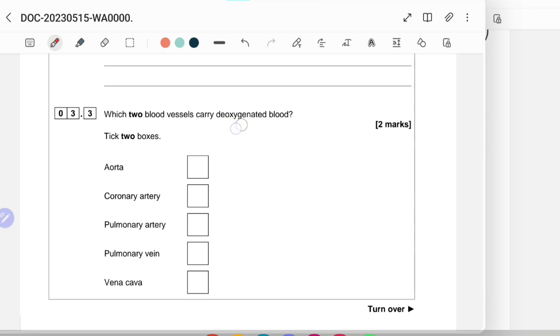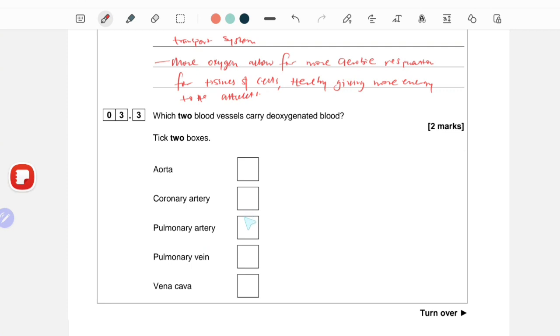I think I was solving this with some questions, student in class. Which two blood vessels carry deoxygenated blood? That means blood that is poor in oxygen, and that should be the pulmonary artery. This is the only artery that carries deoxygenated blood. Other arteries carry oxygenated blood, and the vena cava. Those are the big veins that come into the right atrium. Moving on, I think I have a video on that on YouTube. You should check that out.